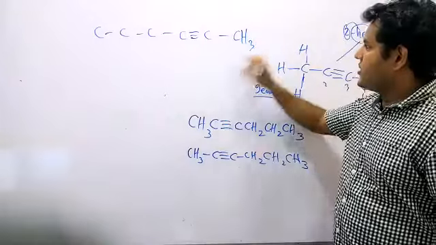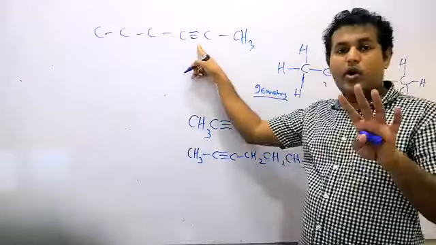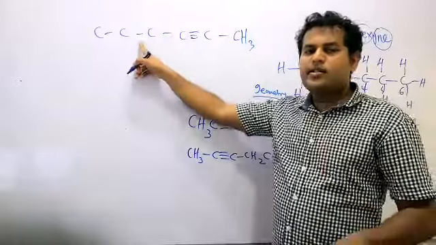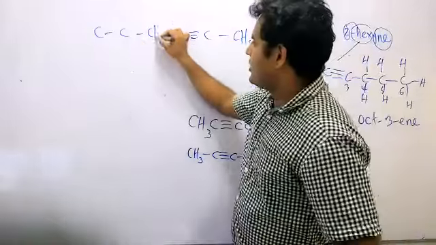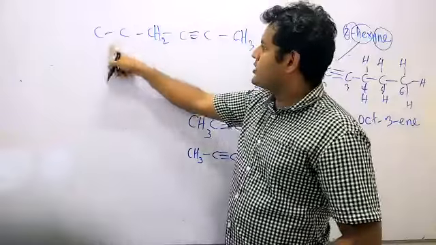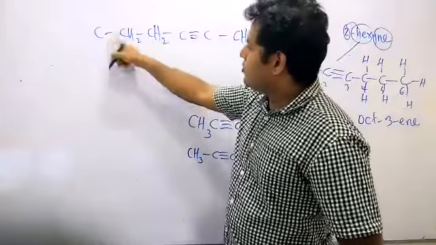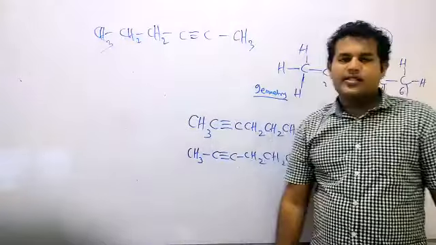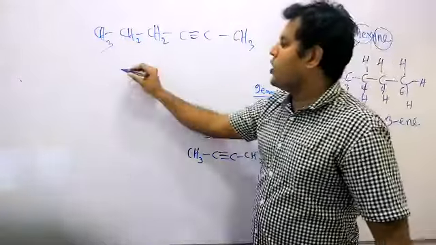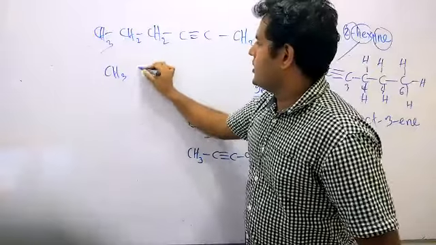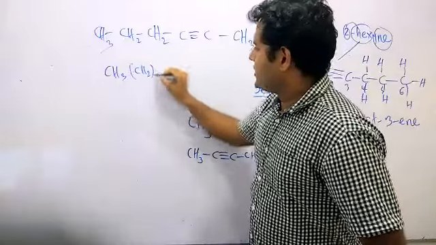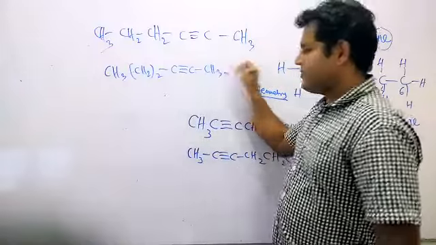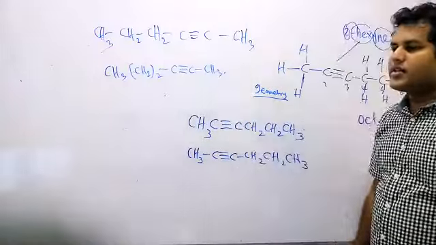Okay? CH3. 4 bonds, no hydrogens. 4 bonds, no hydrogens. 2 bonds, 2 hydrogens, like this. 2 bonds, 2 hydrogens. 1 bond, 3 hydrogens, like this. If you want to shorten it much more, you can do a thing like this also: CH3, CH2 twice, C triple bond C, CH3. So these are structural formulas.